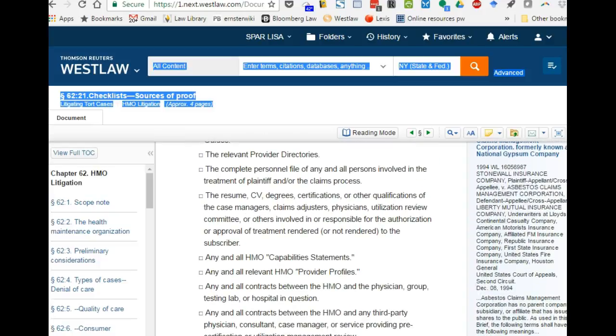And again, you determine, does this apply for my client's issue? Personnel, persons involved in the treatment of claim plaintiff and or the claims process. So personnel of the people deciding whether our client got treatment or didn't get treatment as it turned out. So things that, I don't know about you, but I wouldn't have thought of all these. Some of them don't apply, but some of them would be great to have been highlighted for us.